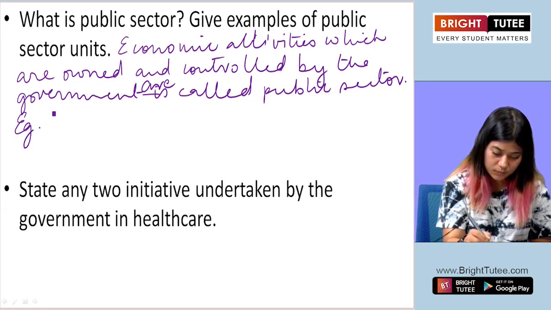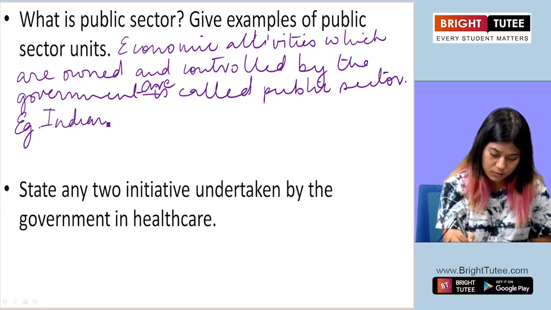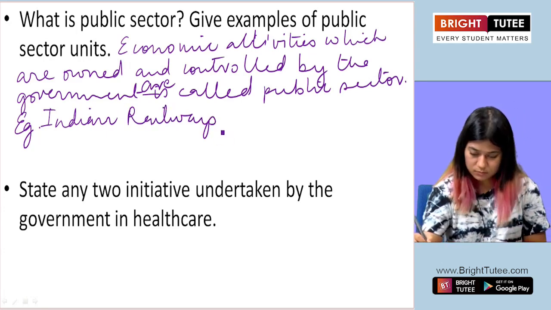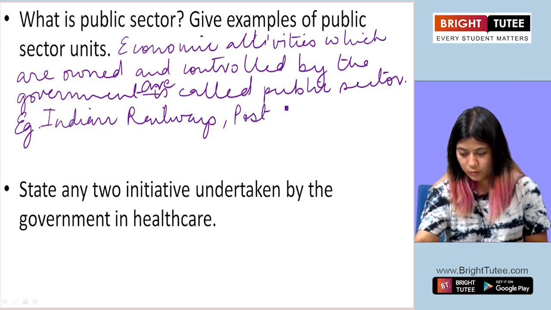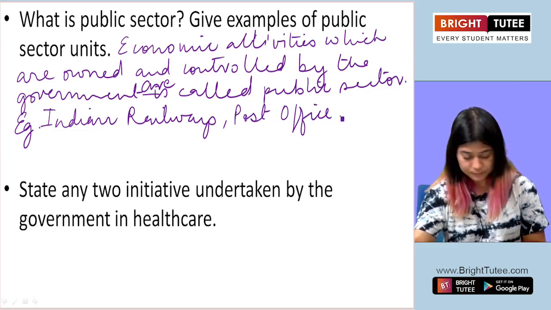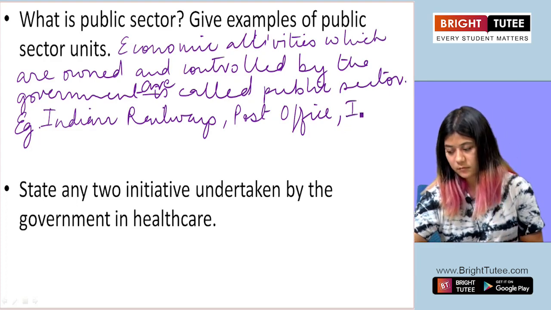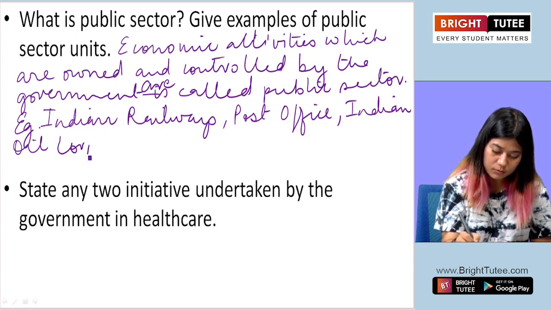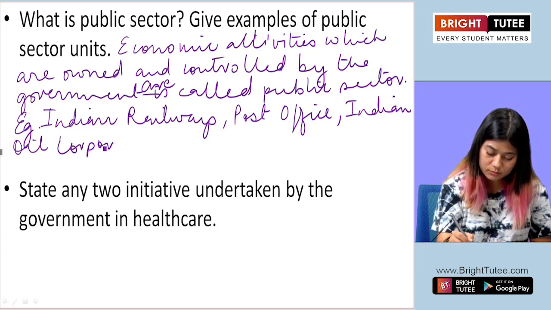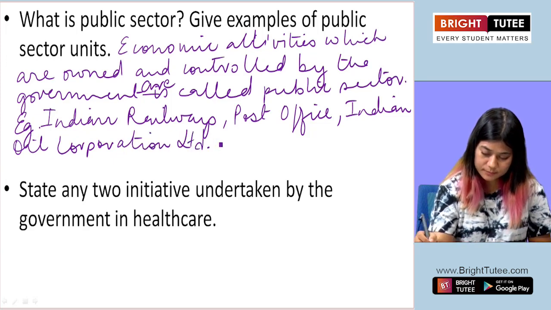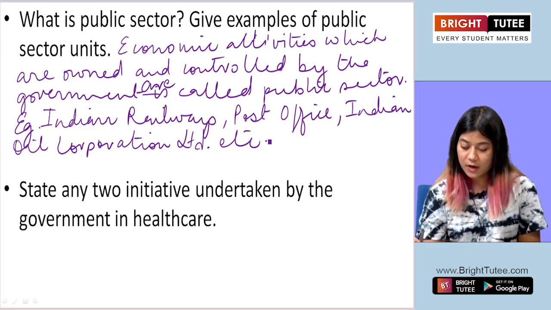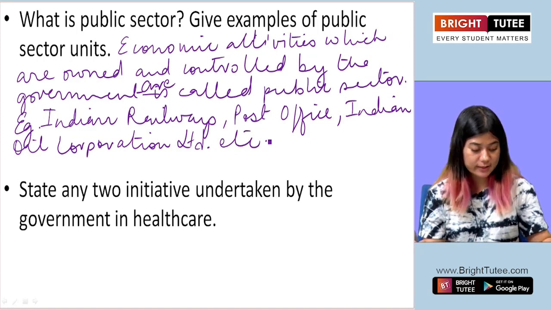Example, Indian Railways, Post Office, Indian Oil Corporation Limited, etc. State any two initiatives undertaken by the government in healthcare.